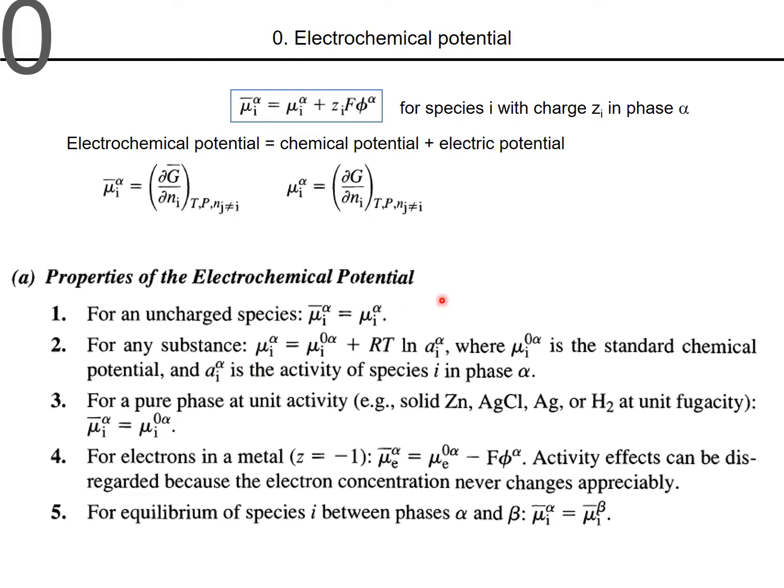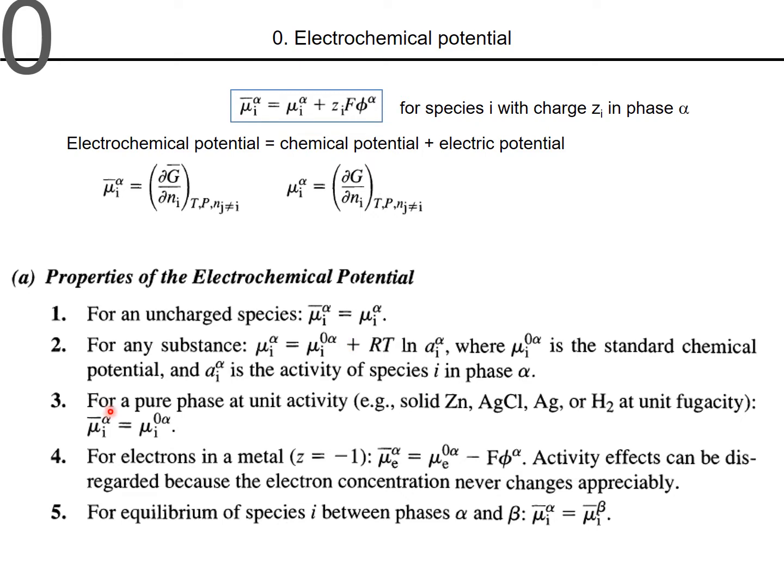So what is the meaning of standard state? Standard state means the activity is equal to 1 for all species involved in this reaction or process. So when a sub i super alpha is equal to 1, then the chemical potential is equal to the standard chemical potential.